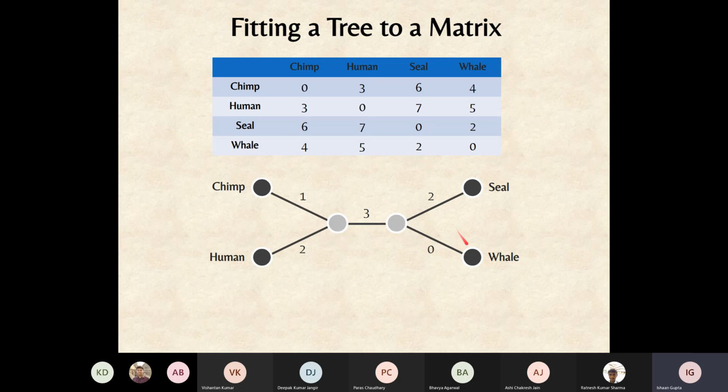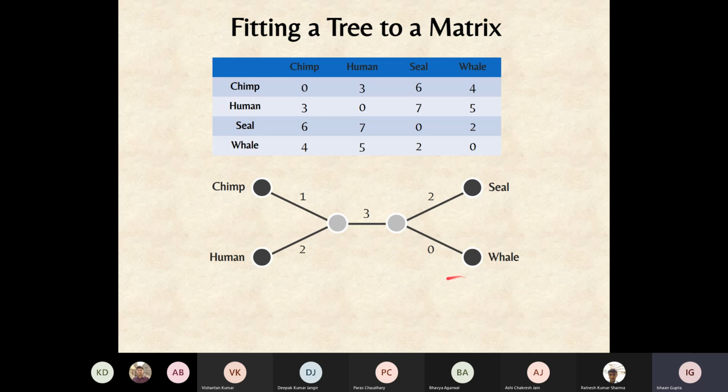But whether you have the whale node here or whether you have the whale node here, that doesn't change, because the reason why you can make that statement is based on the distance between seal and whale. In this case we are talking about seal and whale. Maybe there is one more species that we are not talking about right now. This is just a snapshot of the matrix. You can have many species.